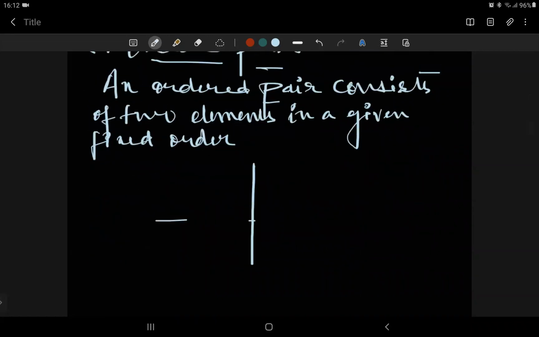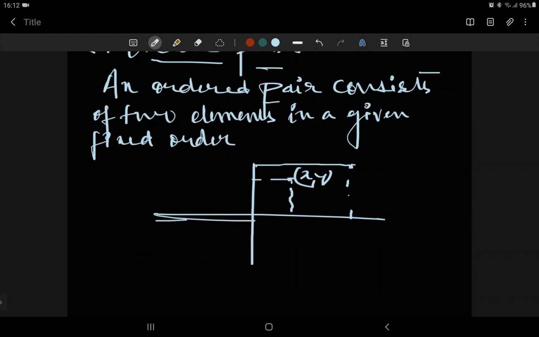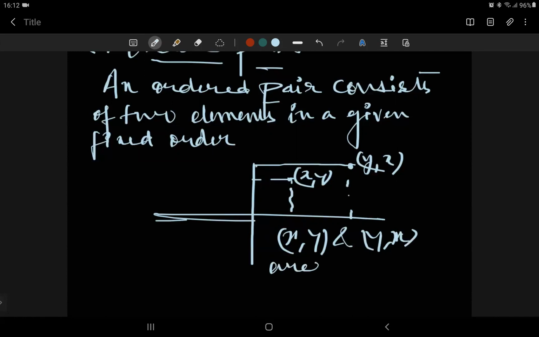For example, let's say if we draw the xy axis, then let's say we have a point x comma y, and this is basically my ordered pair, because y comma x will be some different point. Let's say this is my different point, another point. Let's say this is my y comma x. So here x comma y and y comma x are different.